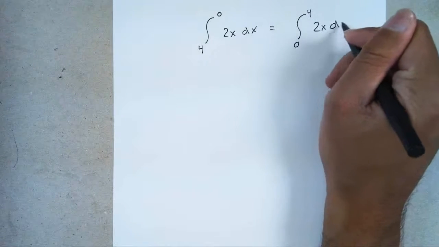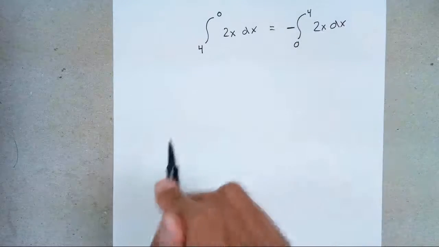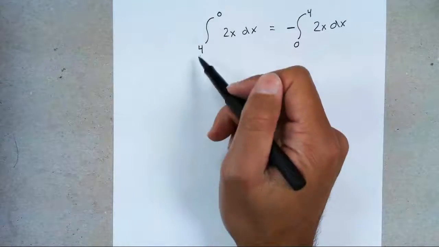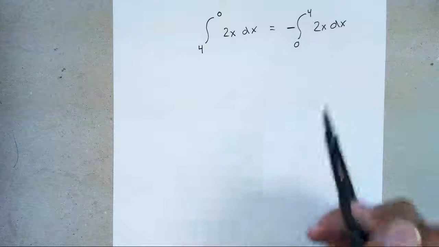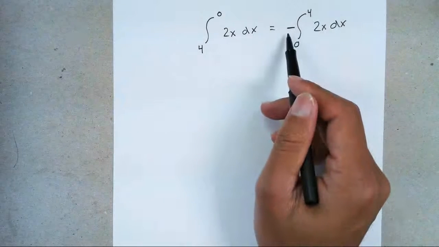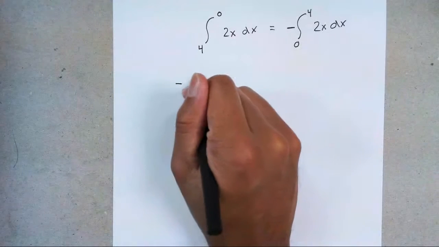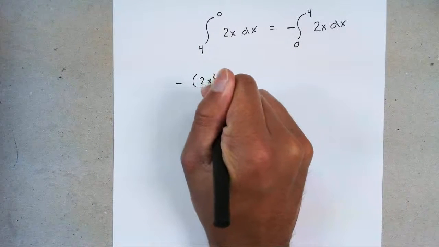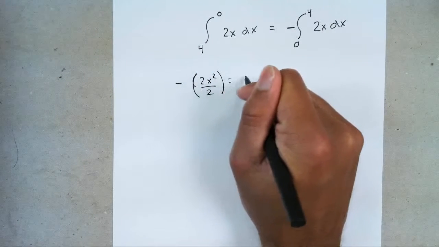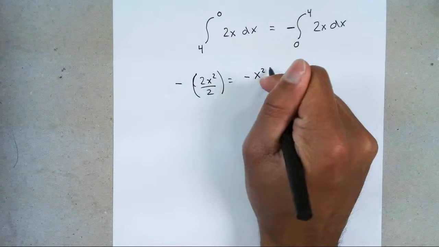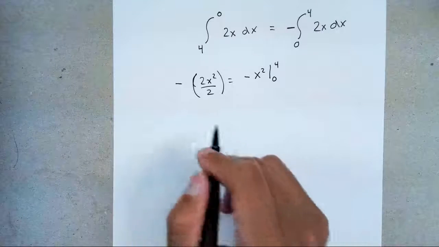2x. But you can't just do that. What you actually have to do is put a negative on the outside. So you're able to switch your lower bound and upper bound as long as you put a negative on the outside. Then once you have a negative on the outside and your lower bound is actually lower, just work it out. Negative 2x squared over 2 when you find your antiderivative. This gives you negative x squared. Upper bound 4, lower bound 0, and then you can go ahead and find your answer.